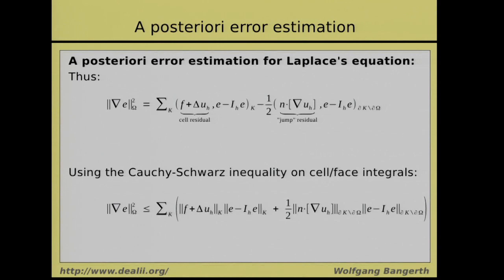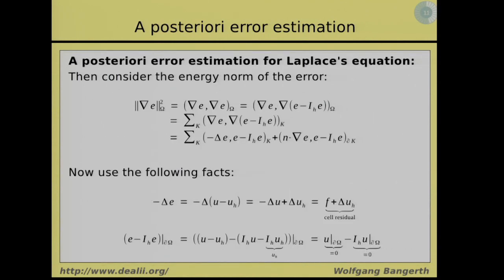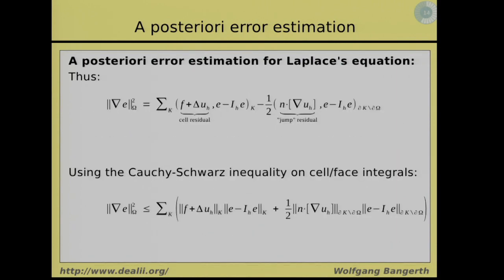So I put this back in there, and I still have an equality. Here I still have an equality that the total error equals a sum over all of the cells of the cell residual, f plus Laplace UH times E minus IHE on the cell, minus 1/2 of this jump residual times E minus IHE integrated over the faces of the cell, or over the interior faces of the cell. So that's an equality still, it's exactly true.